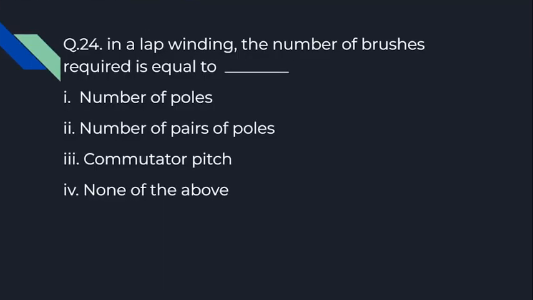In a lap winding, the number of brushes required is equal to dash. So the number of brushes will be equal to the number of poles. That will be the option here, because in lap winding the number of parallel paths will be equal to the number of poles and the number of brushes is equal to the number of parallel paths. So the number of brushes will be equal to the number of poles of a machine in a lap winding.